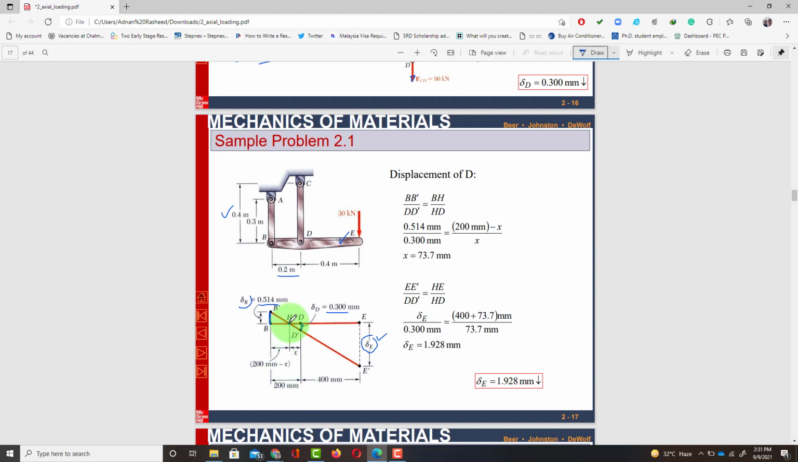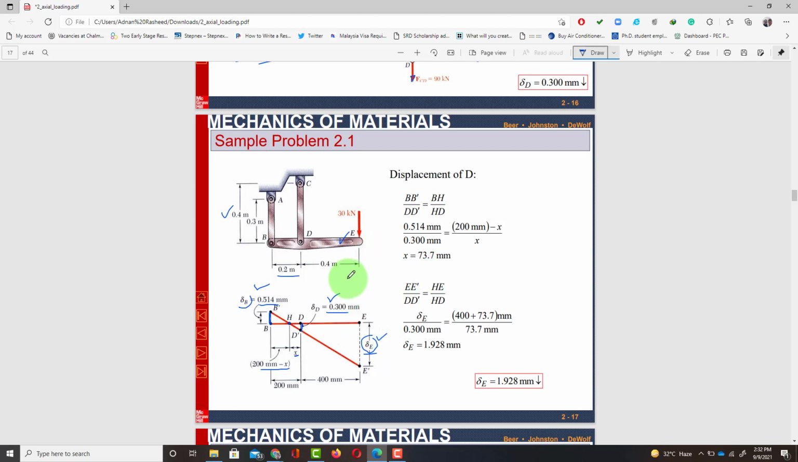So let this point H be at a distance of X from D. So this distance will be equal to 200 minus X. Clear? So you have BB dash, DD dash and DE dash. BB dash is the deflection at point B, which is compressive. DD dash is deflection, or deflection means elongation. So elongation at point D is positive, which is 0.3, and you do not know the elongation or deflection at point E.